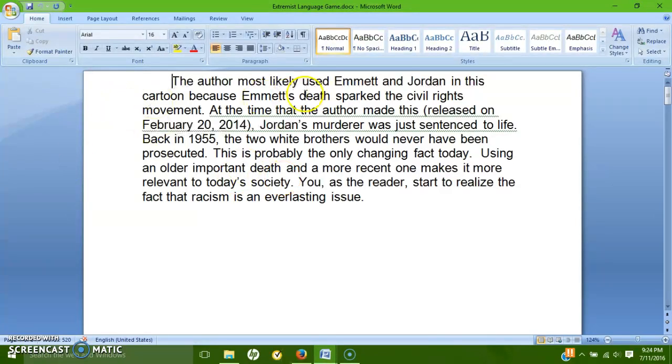Okay. The author most likely used Emmett and Jordan in this cartoon because Emmett's death sparked the civil rights movement. At the time that the author made this, released on February 20th, 2014, Jordan's murderer was just sentenced to life. Back in 1955, the two White brothers would never have been prosecuted. This is probably the only changing fact today. Using an older important death and a more recent one makes it more relevant to today's society. You as the reader start to realize the fact that racism is an everlasting issue.